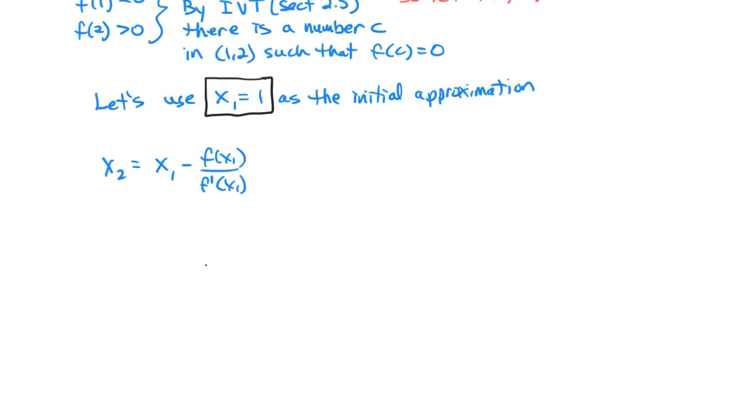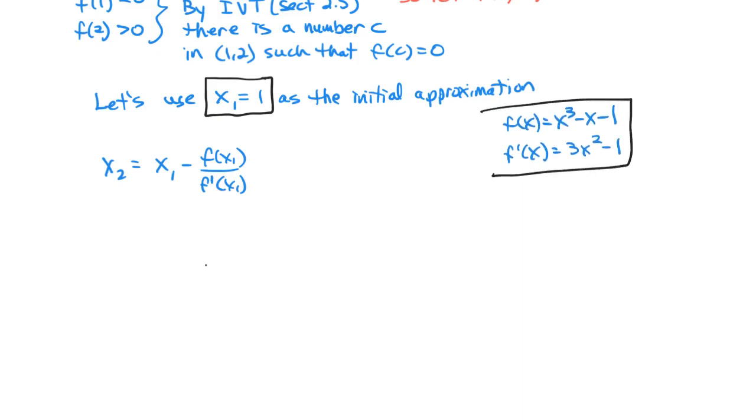So let's write this over here. We've got f of x equals x cubed minus x minus 1, and we need the derivative. f prime of x equals 3x squared minus 1. So we are going to need to use these as we use Newton's method. So this one would give us 1 minus f of 1 over f prime of 1. And we get 1 minus, well, f of 1. If I plug a 1 in here, I get 1 minus 1, which is 0, minus 1. So I get a negative 1.